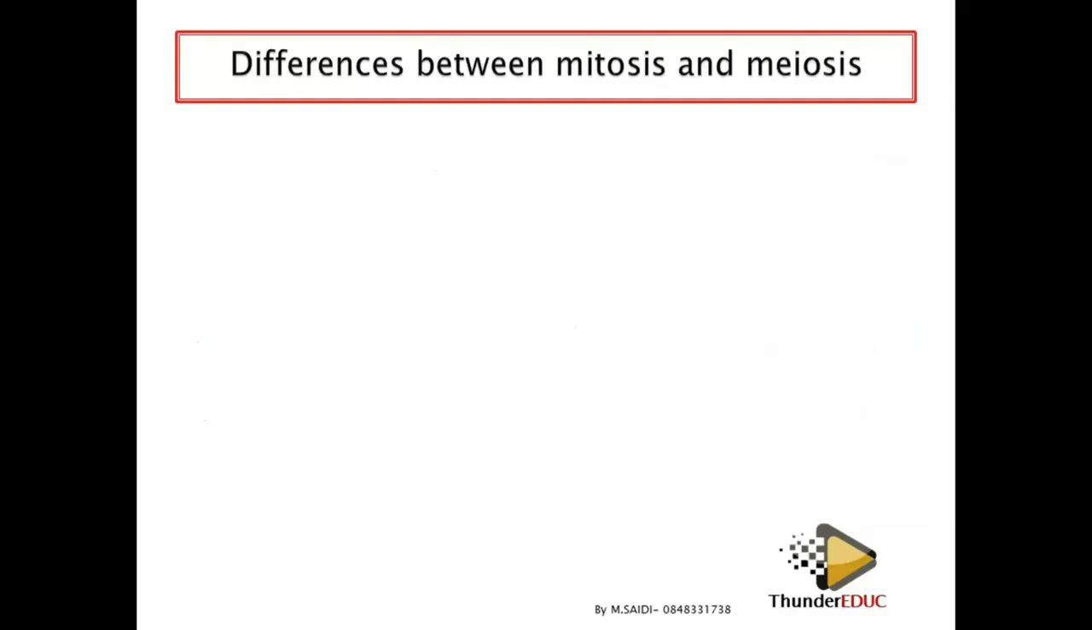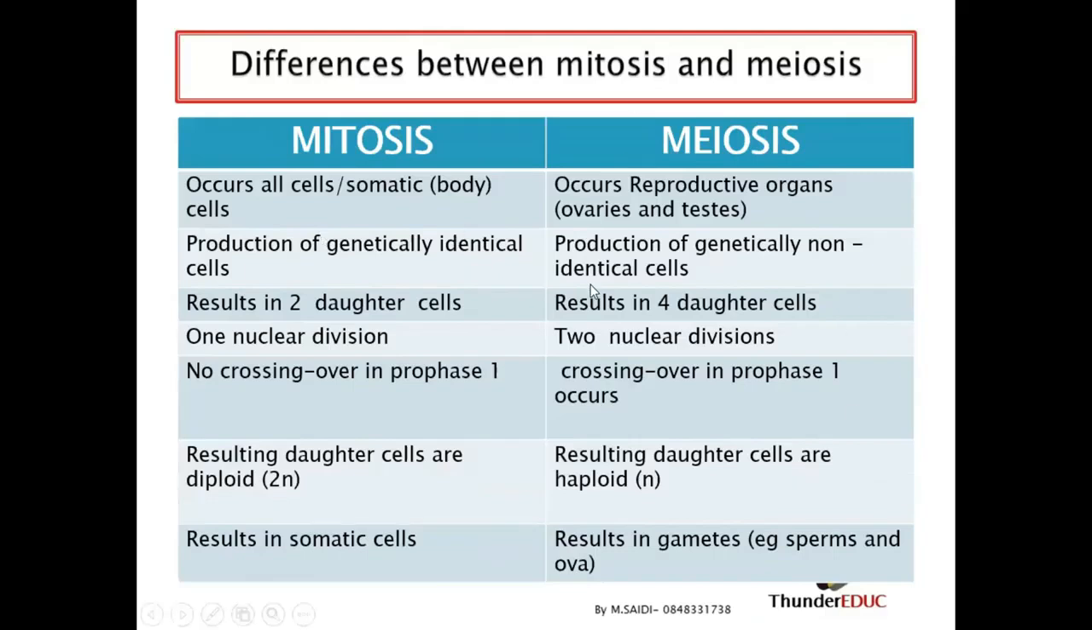What about the differences between mitosis and meiosis? Okay, here we say that mitosis occurs in the body cells, which you call somatic cells, while meiosis occurs in ovaries and testes, resulting in gametes. Mitosis produces genetically identical cells, while meiosis produces genetically different cells. Mitosis results in 2 daughter cells, while meiosis results in 4 daughter cells. These cells must undergo maturation, interphase, so that they form real cells. We call them daughter cells because they are still young.